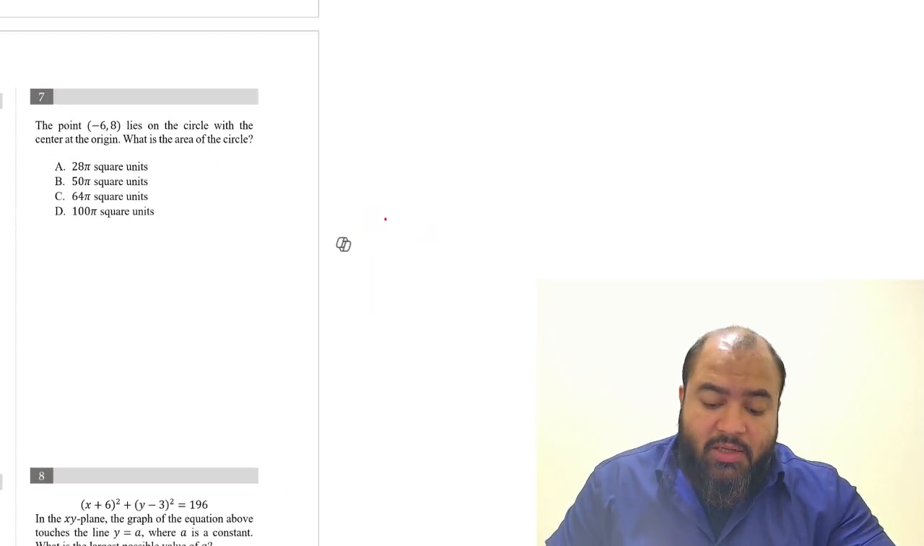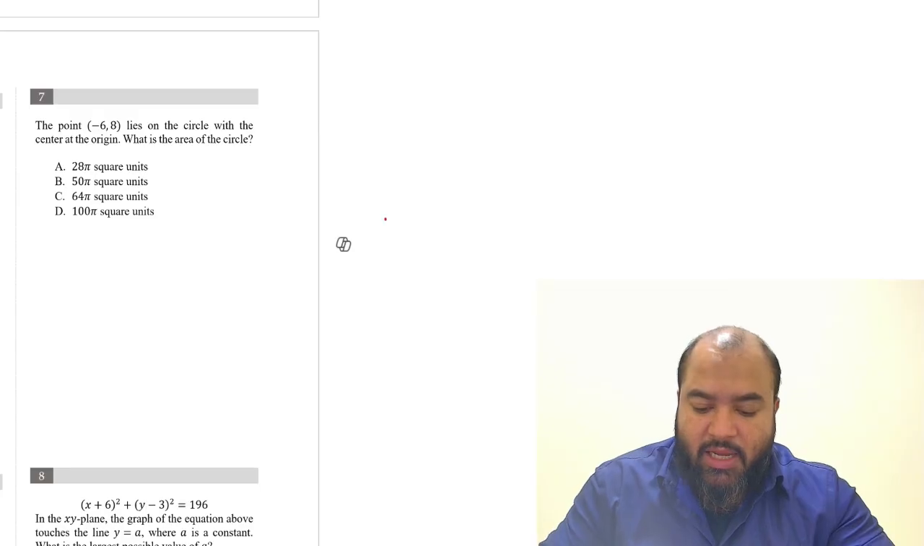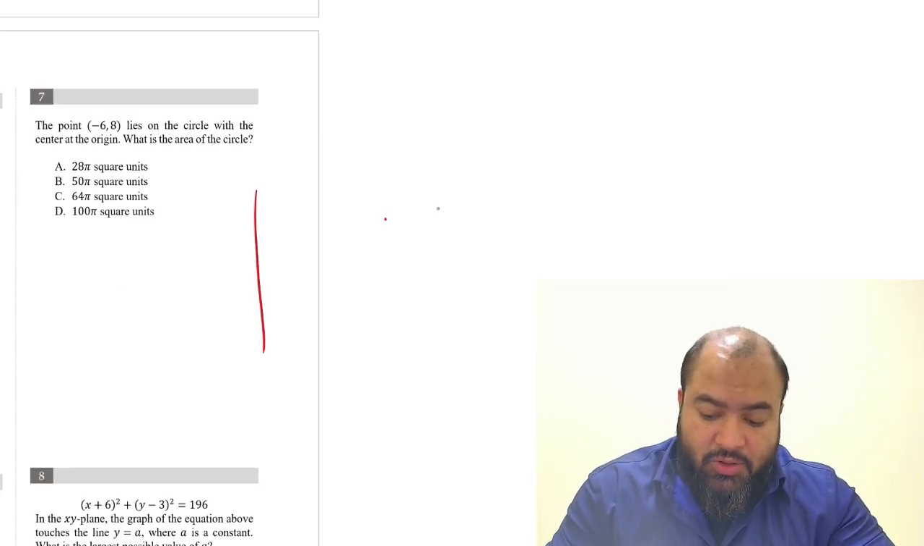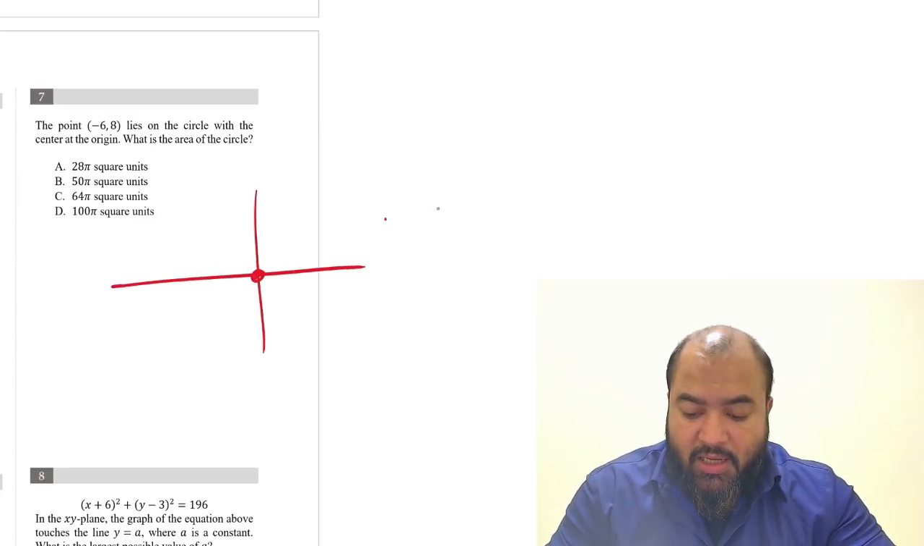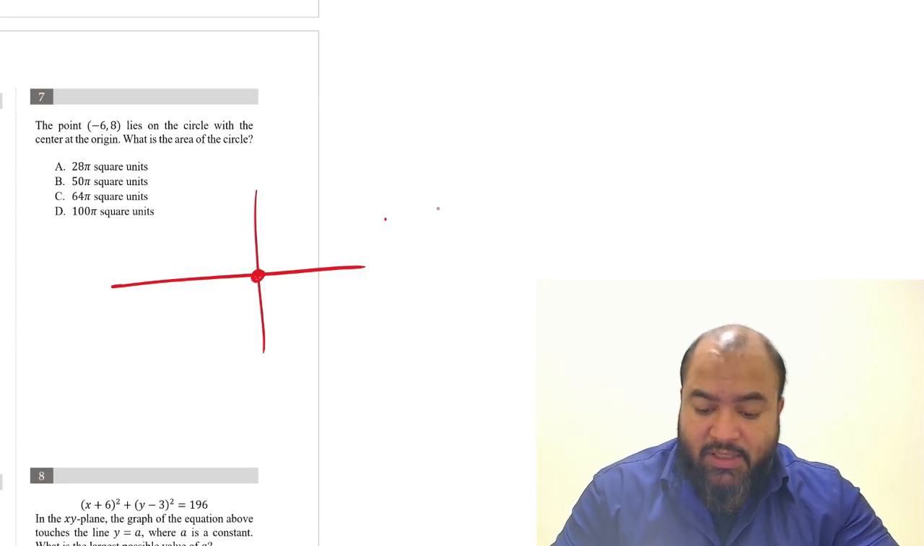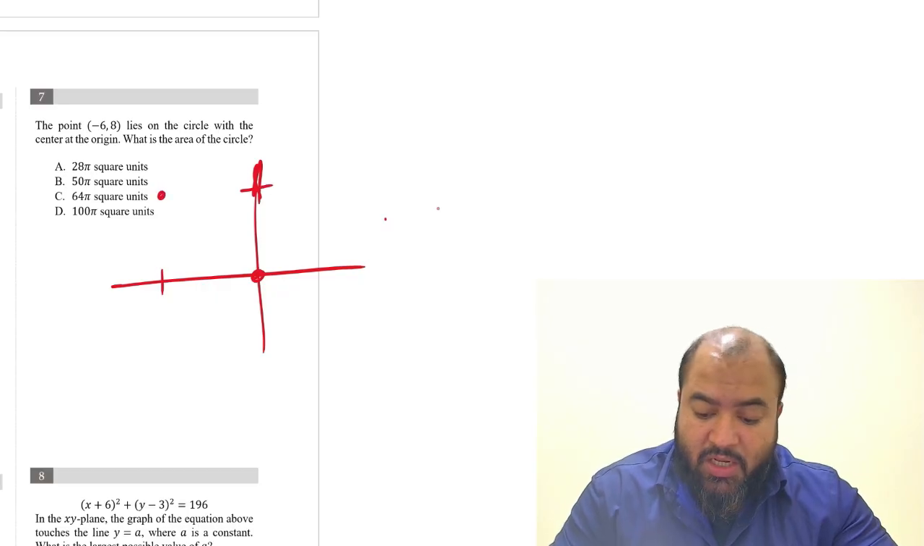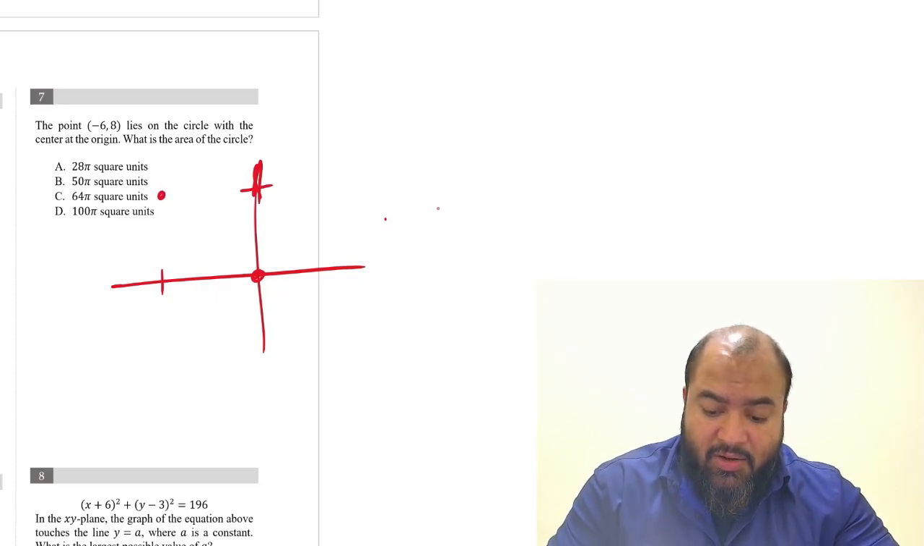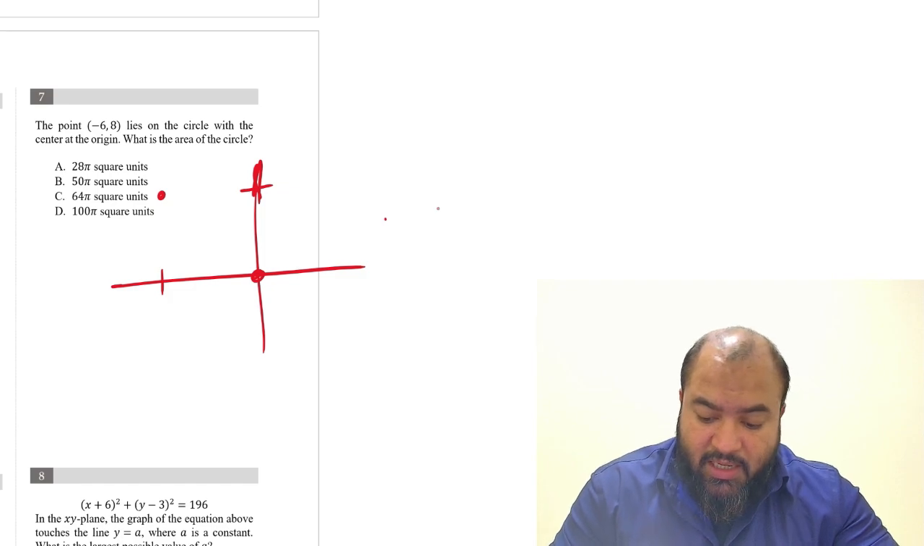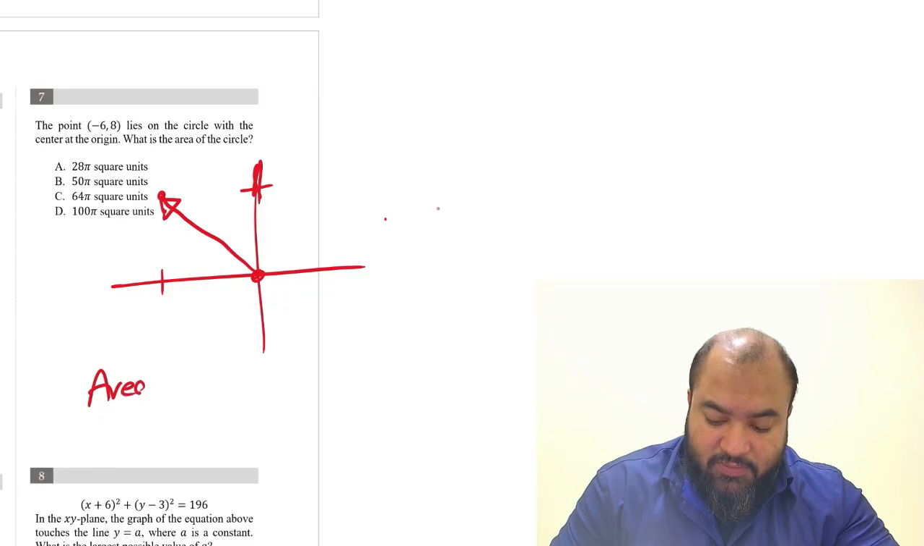Number 7. The point -6, 8 lies on the circle with the center at the origin. So the origin is here, x coordinate, y coordinate, right? Origin, and the point -6, 8, let's say somewhere here. It lies on the circle. Okay, so what is the area of this circle? So the area of the circle, this is the radius, right? How do you find the area of a circle? It's pi times the radius squared.